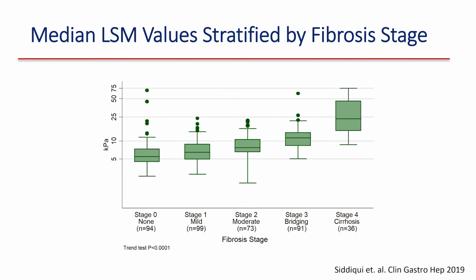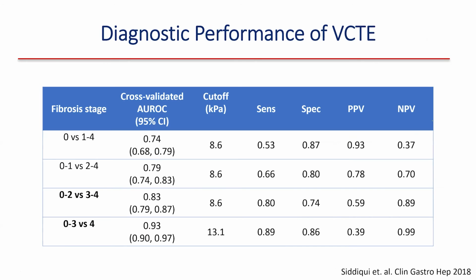So what this shows visually is that Fibroscan is much better at predicting disease at the end of the spectrum than it is at the beginning of the spectrum of fibrosis. And this is what those cutoffs are. This shows mathematically the concept I just showed you: if you look at the area under the curve, or the diagnostic performance of Fibroscan, it tends to be much better at differentiating more advanced liver disease compared to less advanced liver disease.